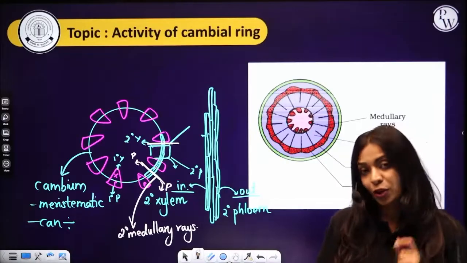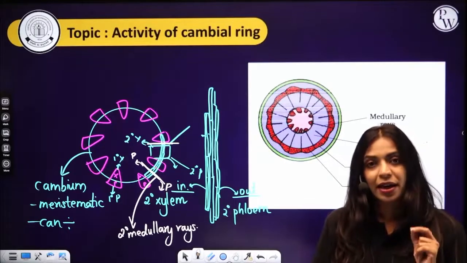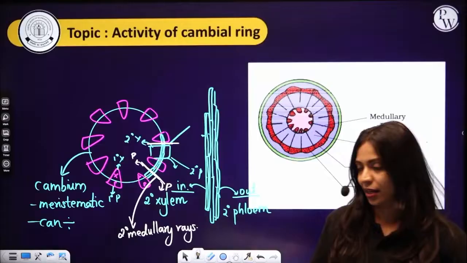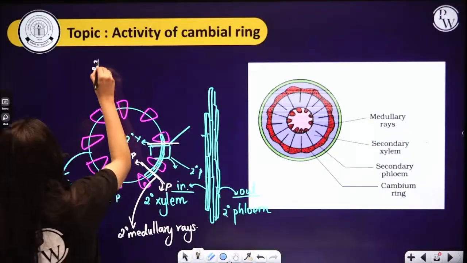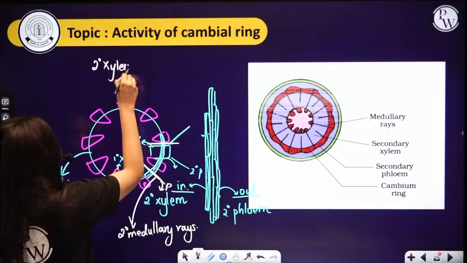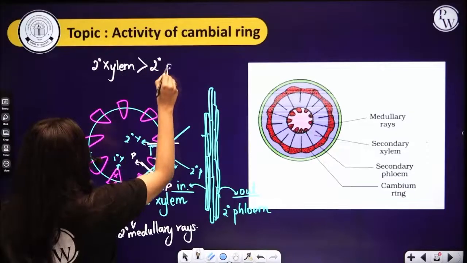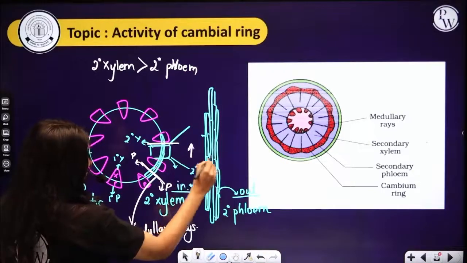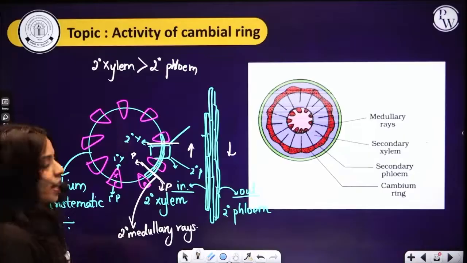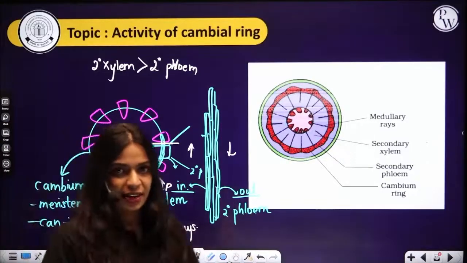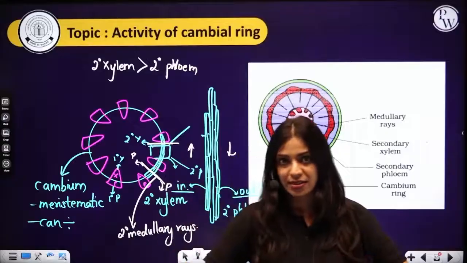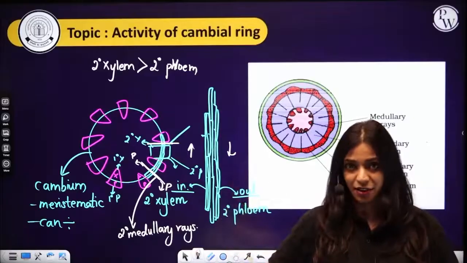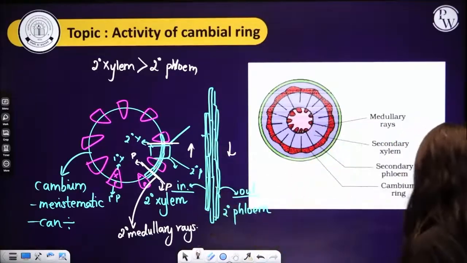Okay. Now, when you talk about the activity of this cambium, it is more active in cutting off cells and forming secondary xylem compared to secondary phloem. So the amount of secondary xylem will be greater than secondary phloem. The cambium produces more xylem compared to the secondary phloem. As more and more xylem gets accumulated in the center and more material is added towards the center, the primary xylem and primary phloem present towards the outside will start getting crushed. Okay, so that is what will happen during secondary growth.